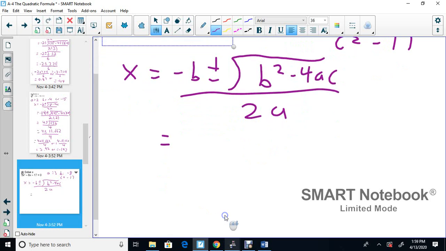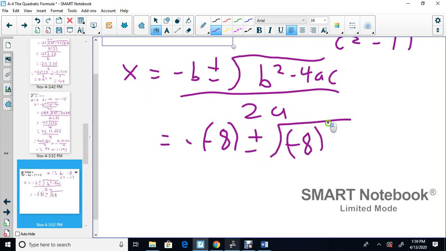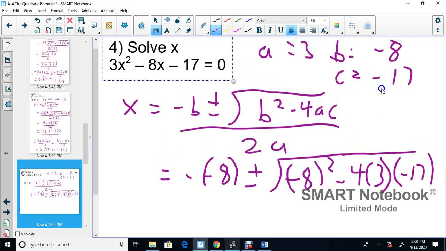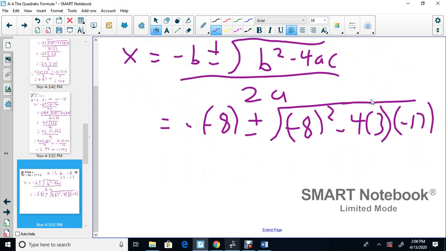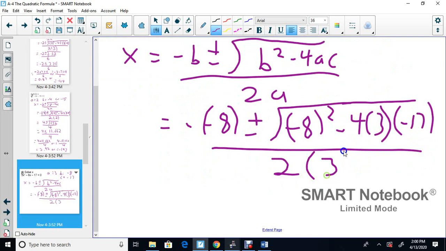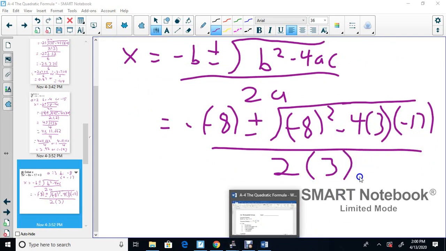So we'll scroll down here. So -b is 8. Okay, plus minus the square root of -8 squared minus 4 times 3 times -17. Continue that square root symbol. Okay, so we're going to just put the numbers in. That's all we've done there. All over 2, and a is 3. So I'm going a little faster on this one. Okay, so let's keep going.